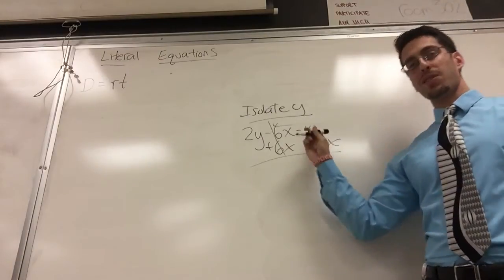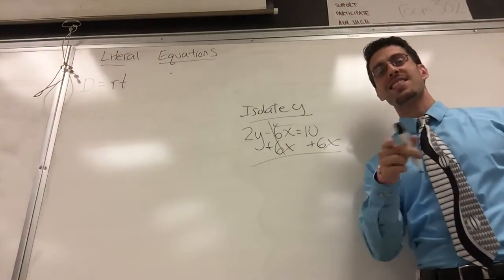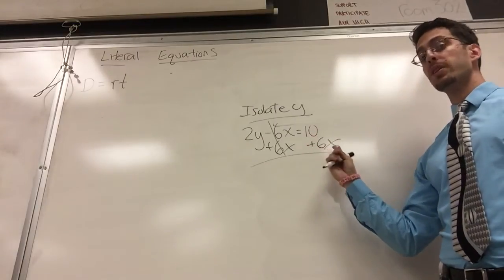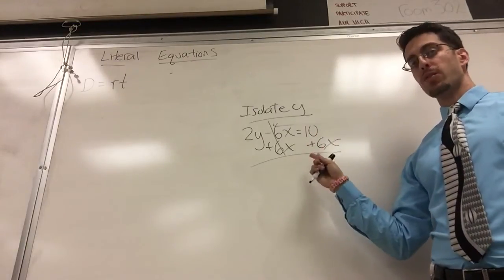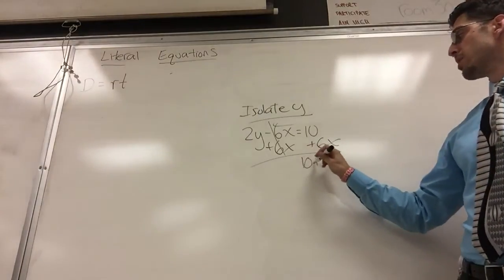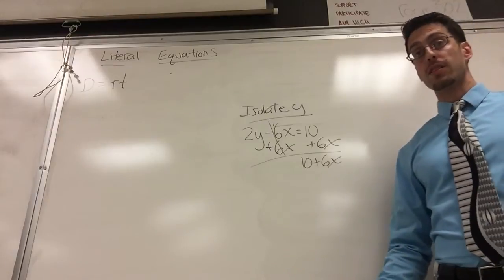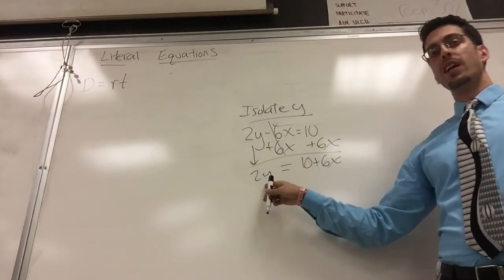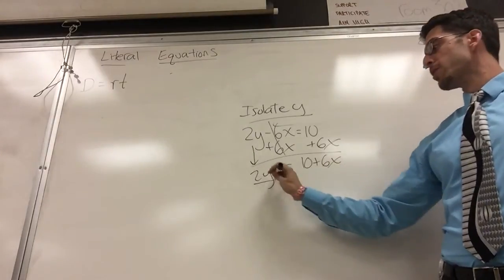Now people see numbers and they're like, numbers, I can put that together, that's 16x. No, it's not. $10 plus 6 potatoes is not 16 potatoes. You don't know. Don't combine dollars and potatoes. 10 plus 6x is 10 plus 6x. That's it. 2y drops down. Did I do it? Did I isolate y? Almost. Divide by the coefficient.